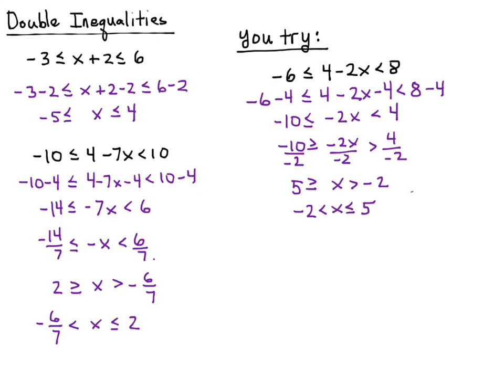And so if I rewrite that in ascending order, we have negative 2 is less than x, which is less than or equal to 5, not negative 5.